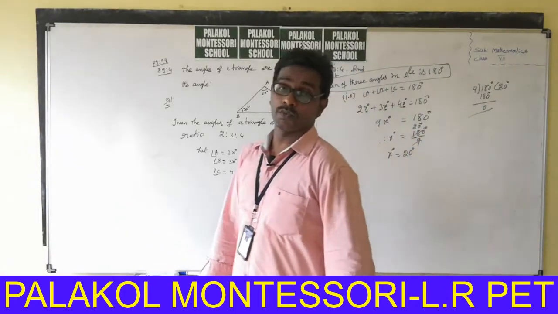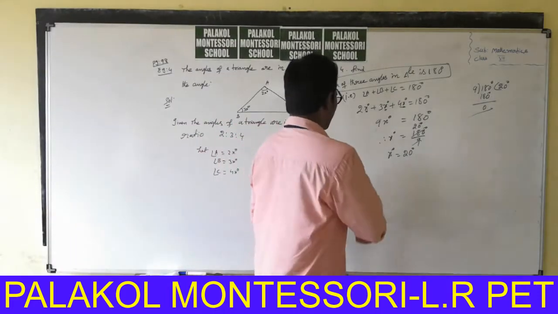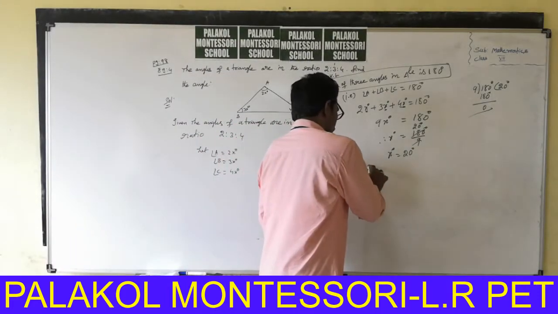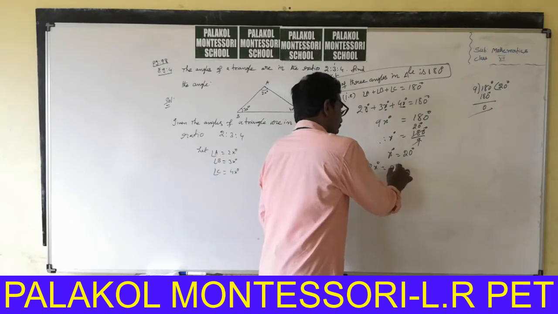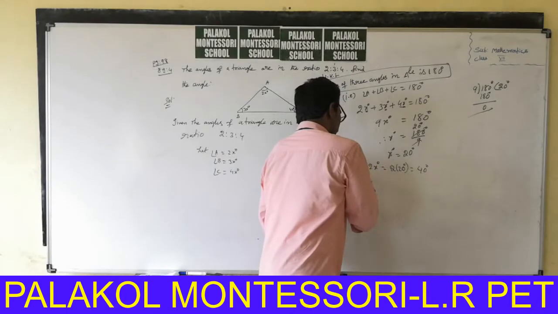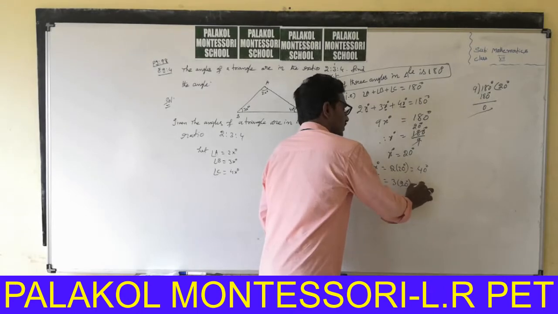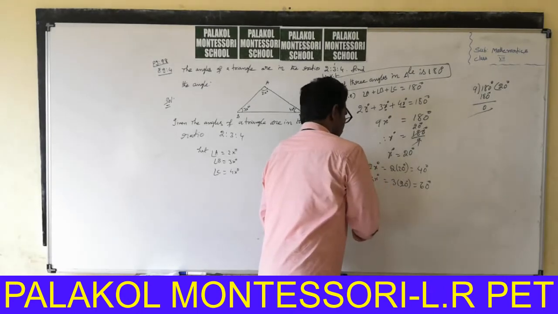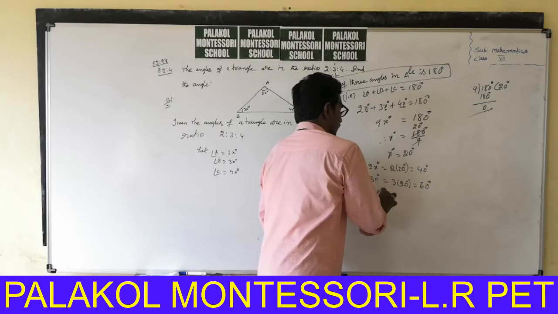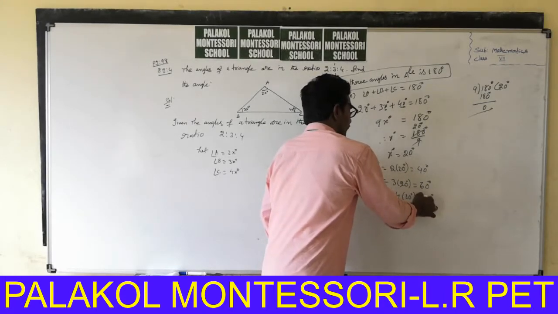The sum is not over. You have to find out the angles. How to find out the angles? Angle A is equal to 2x degrees. 2 of 20 degrees, 40 degrees. Angle B is equal to 3x. 3 of x, 20 degrees, is equal to 60 degrees. Angle C is equal to 4x. 4 of 20 degrees is equal to 80 degrees.